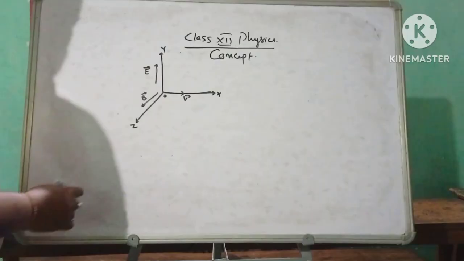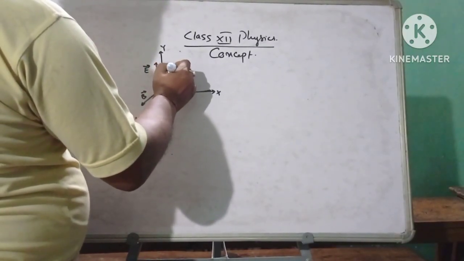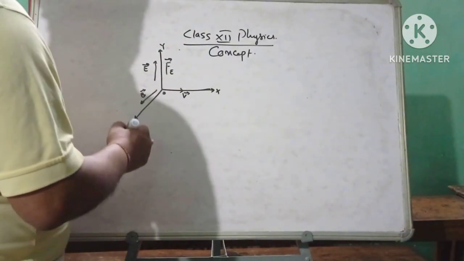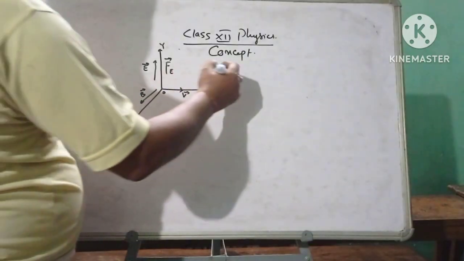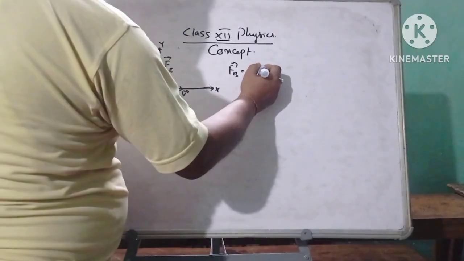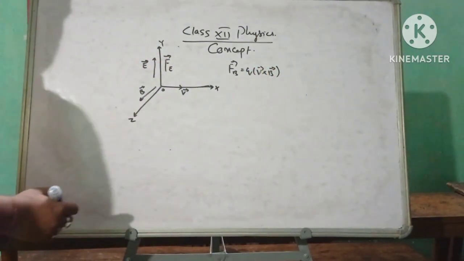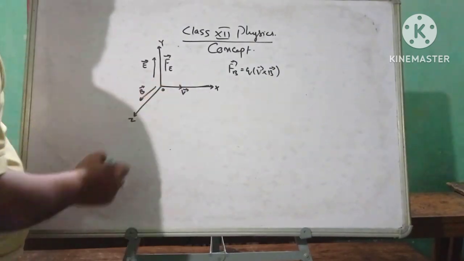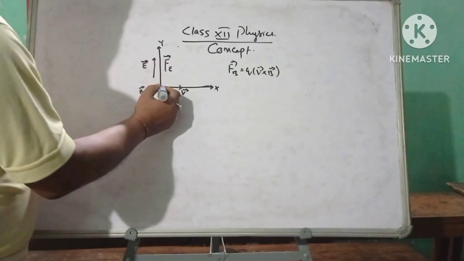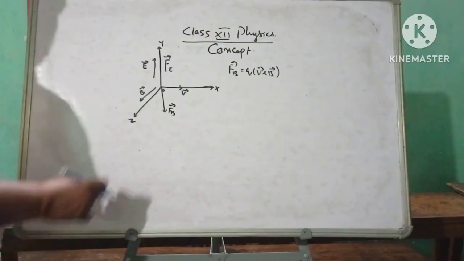So the electric force will be in the direction of the field. But the magnetic force, we know that F magnetic force is equal to q V cross B. So your force will be perpendicular to these two, V cross B. So the force will be in the downward direction. FB, this will be your magnetic force in the downward direction.